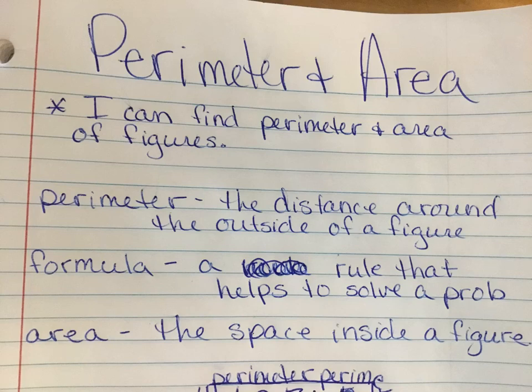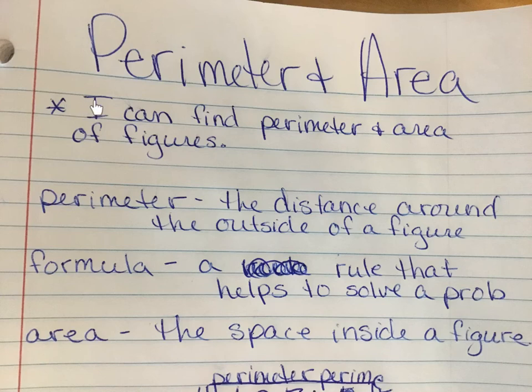Okay, today we are going to talk about perimeter and area, something that you have been working on since you were in second grade. It's true. Believe me, I know. Perimeter is the area around the outside, and area is the area. Area is the area. That doesn't make any sense. Area is the space inside a figure.